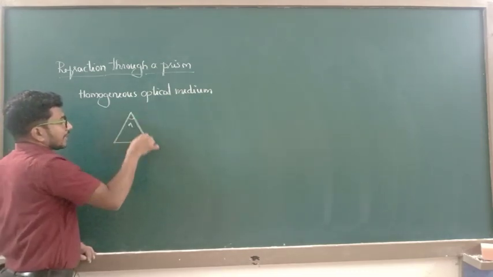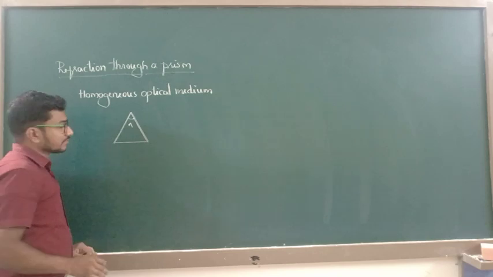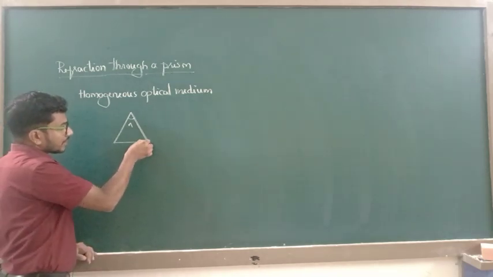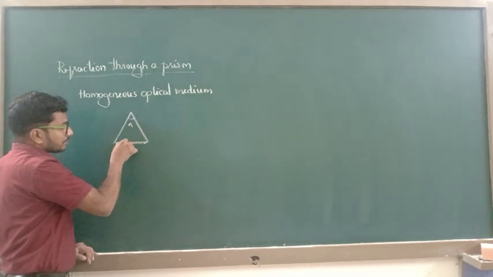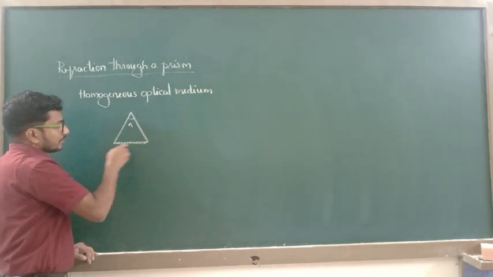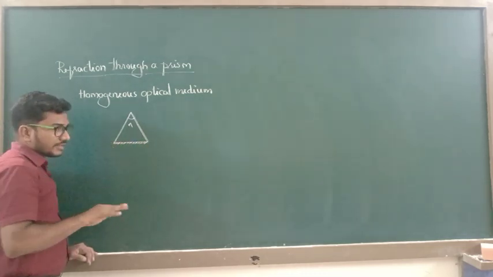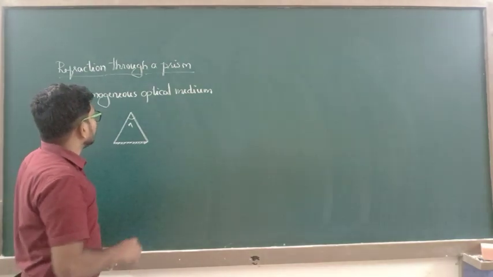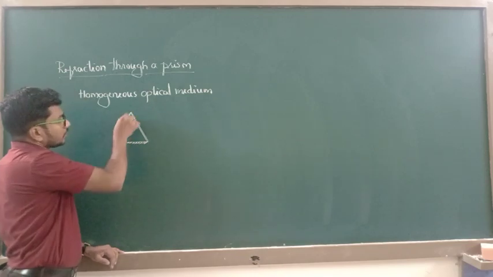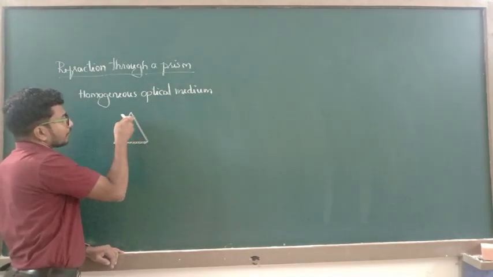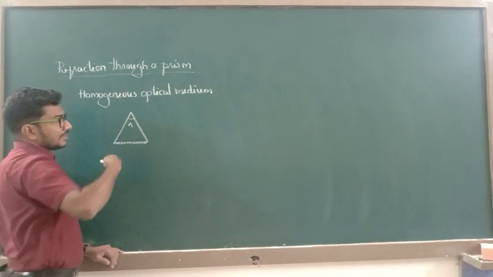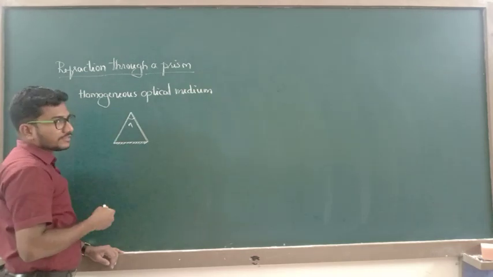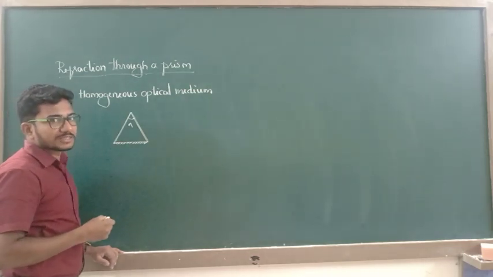These 2 rectangular faces are well polished, and the unpolished rectangular face is known as base of the prism. So this shaded part represents base of the prism. And these 2 refracting faces are going to meet along a line, and that line is known as a refracting edge of the prism.